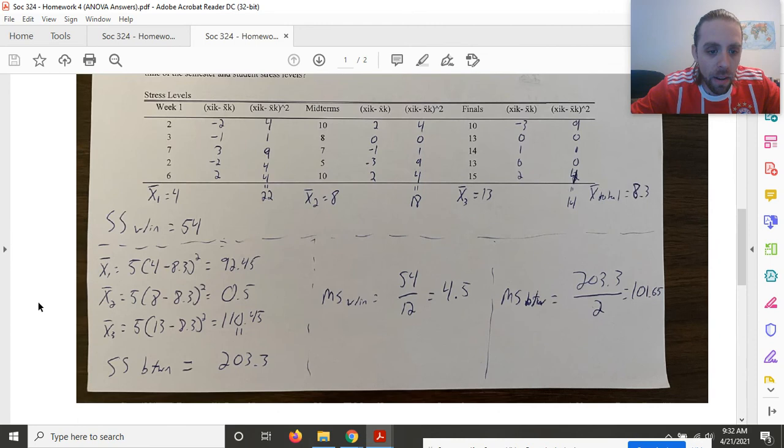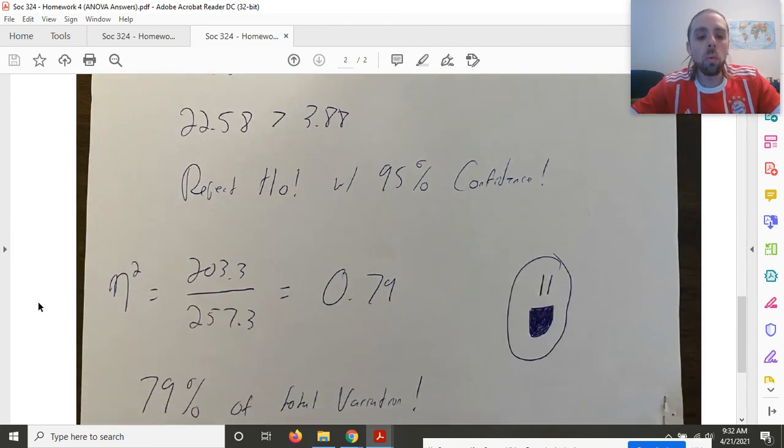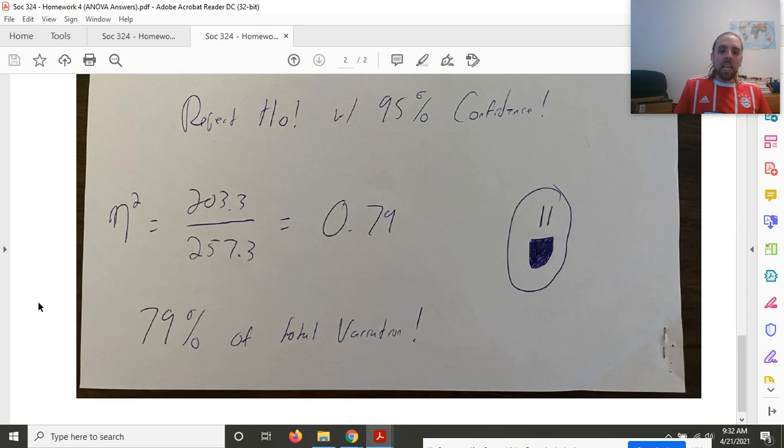So let's go back here, right? We have our sum of squares between, our sum of squares within. What we're doing here is the sum of squares between the groups divided by the total sum of squares. So that is 203.3 divided by 257.3, or 0.79. So not only do we reject the null hypothesis with 95% confidence, I can also say that 79% of total variation in student stress levels is due to the time of the term.